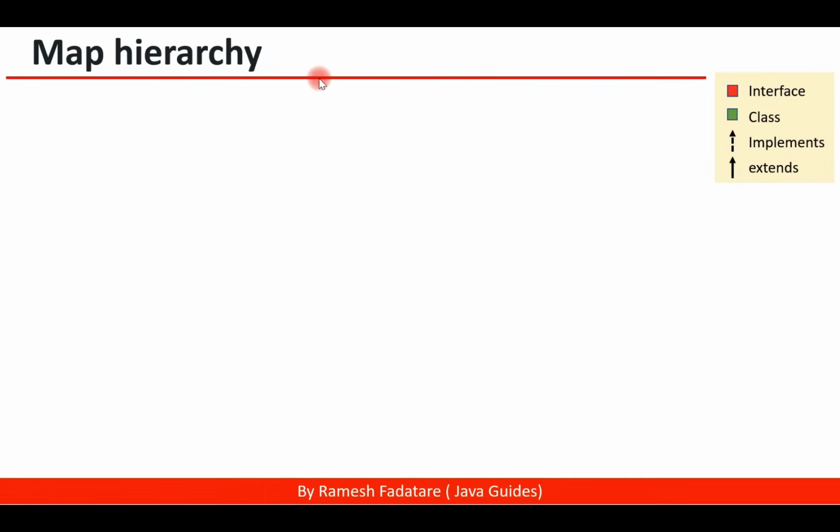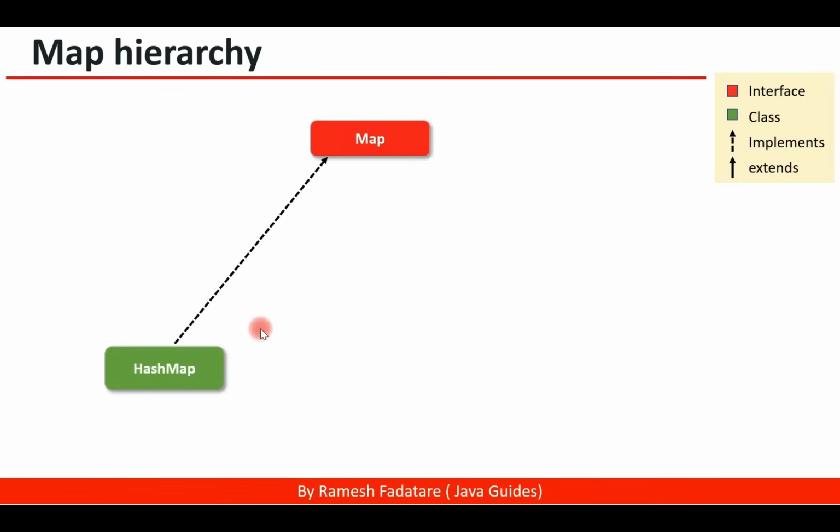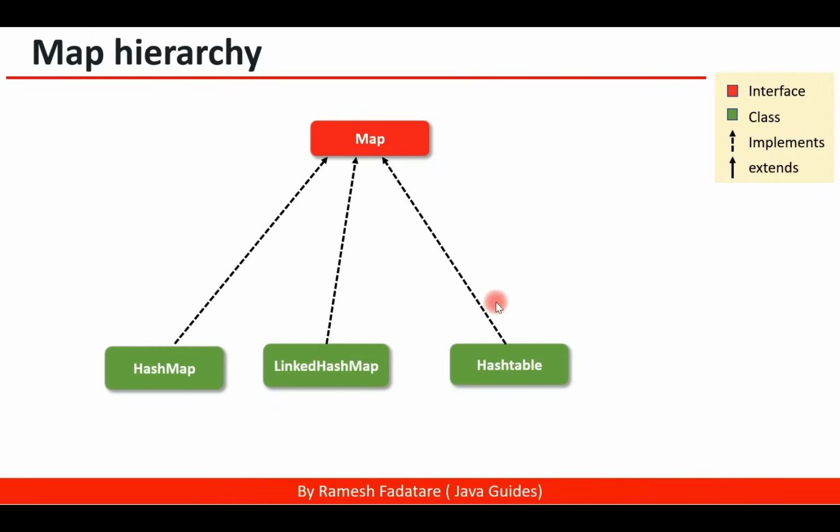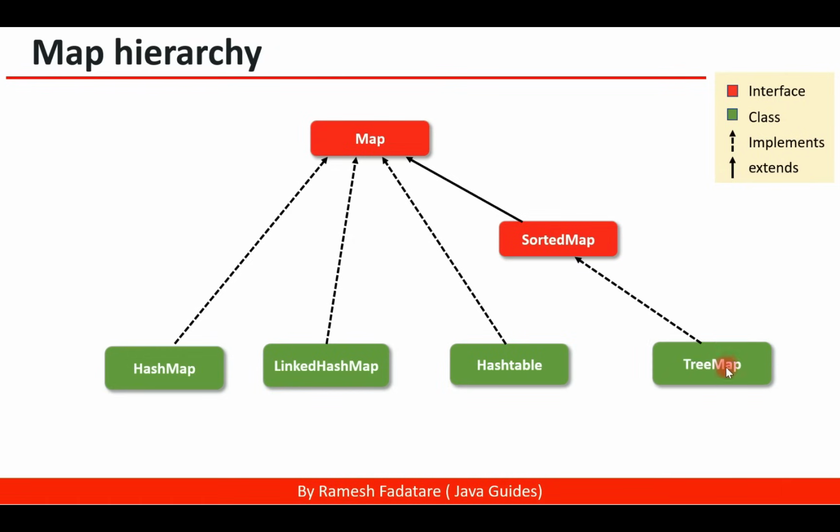And we have the Map hierarchy. Let's take a look at the Map hierarchy separately. So we have the Map interface. It contains key-value pairs, and there are many commonly used Map implementation classes, like HashMap, the most commonly used class which implements the Map interface. And we have LinkedHashMap and Hashtable. Hashtable is a legacy class in the collections framework hierarchy. And we have SortedMap. The purpose of SortedMap is to sort map keys and values. And we have the TreeMap class which implements SortedMap. So this is the commonly used Map hierarchy, guys.